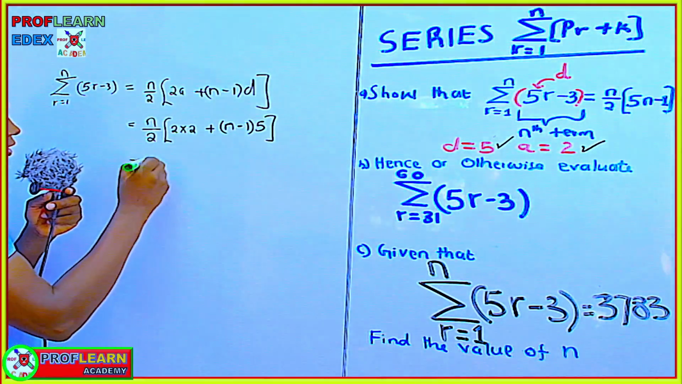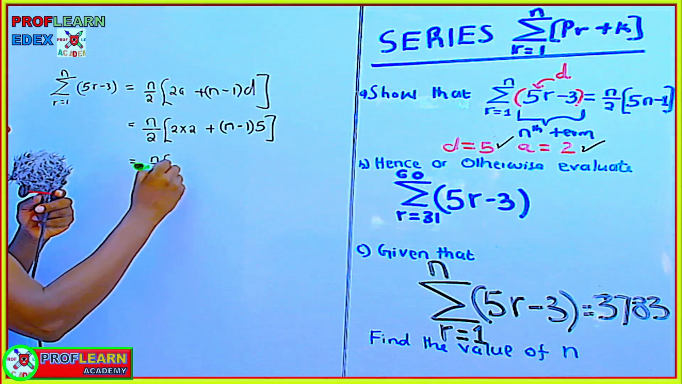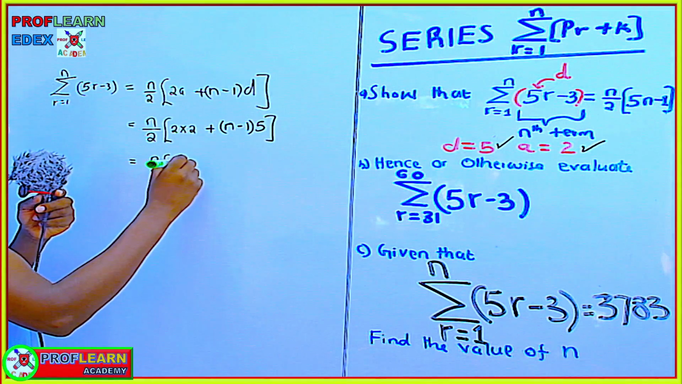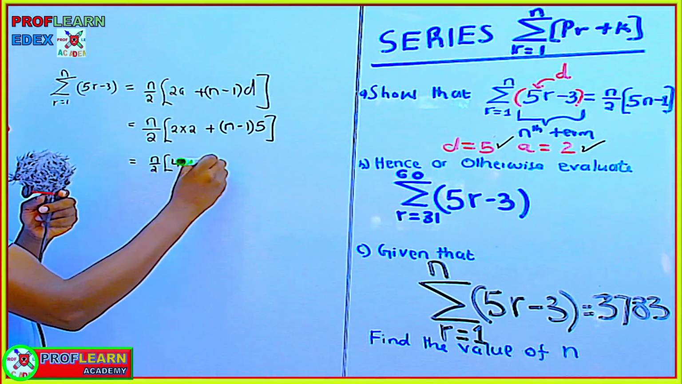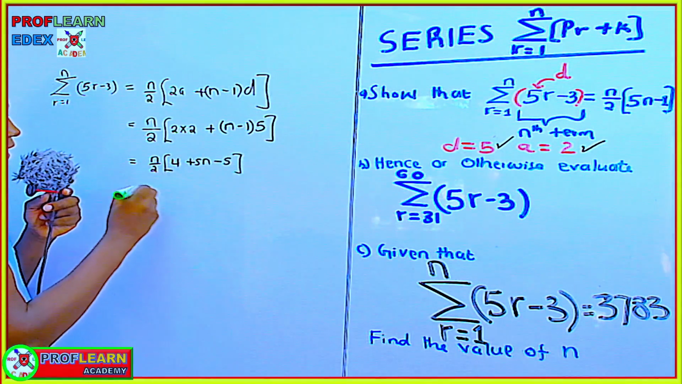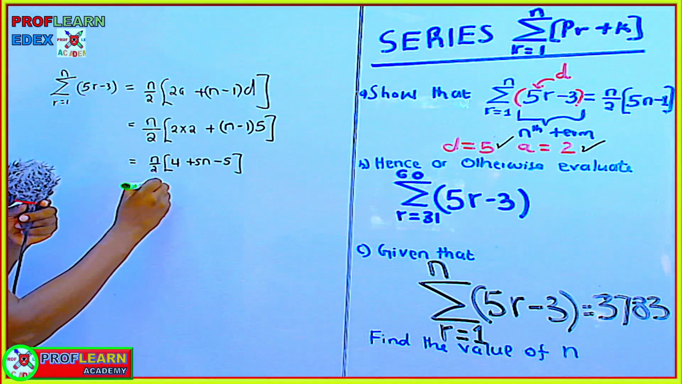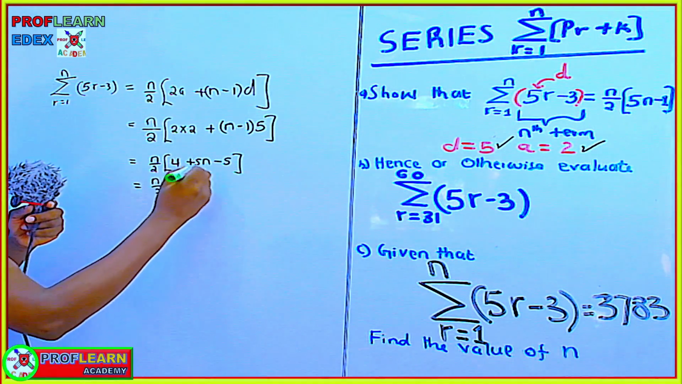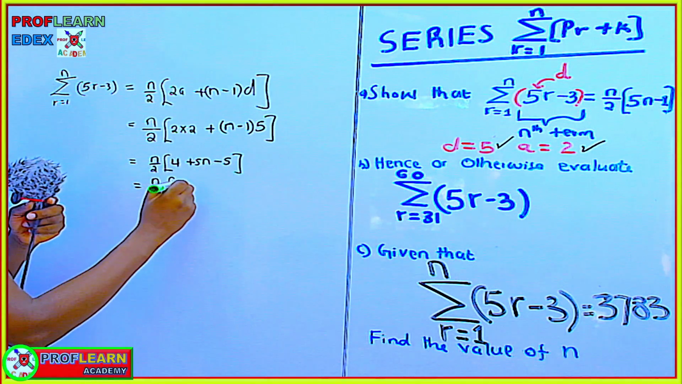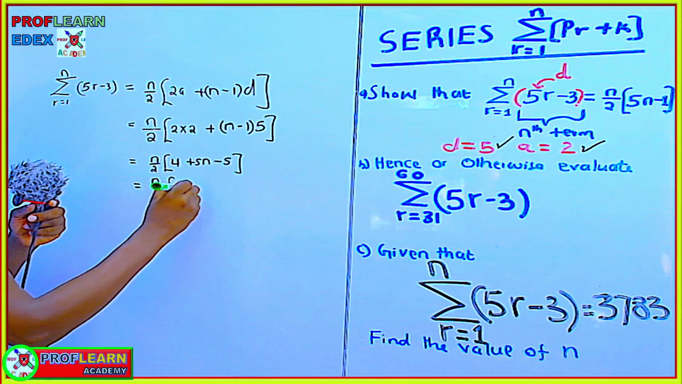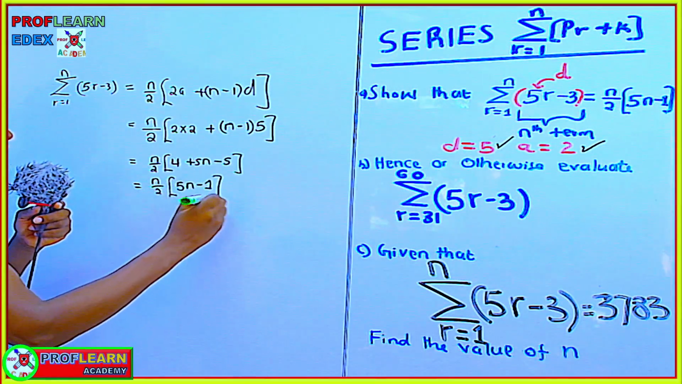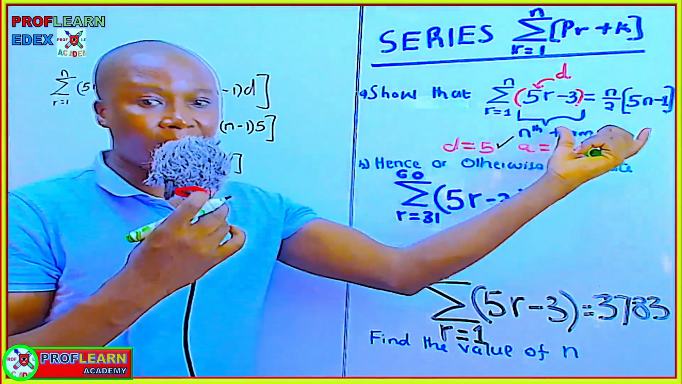So this is going to reduce to n over 2 into bracket 4 plus 5n minus 5. And of course, this is going to translate to n over 2 into bracket 4 minus 5, that will be negative 1. So we shall have 5n minus 1. And that is exactly what we are having at this point.